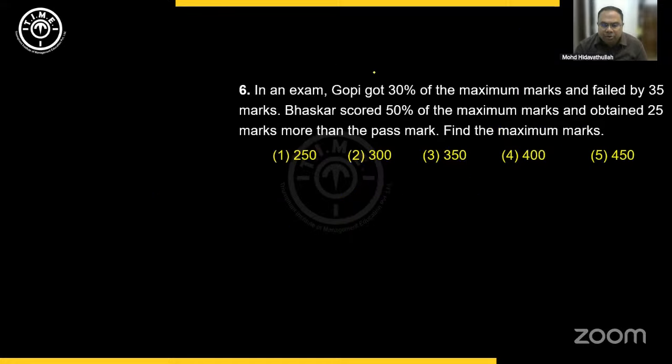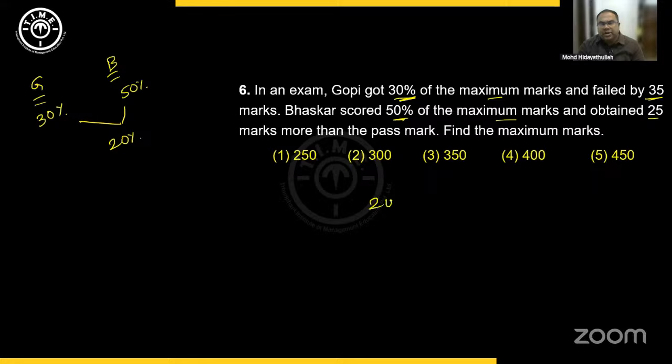In an exam, Gopi got 30% of the maximum marks and failed by 35 marks. Bhaskar scored 50% of the maximum marks and obtained 25 marks more than the pass mark. Find the maximum marks. Now, simple. Gopi got 30% of the maximum marks. Bhaskar got 50% of the maximum marks. What's the difference between Bhaskar and Gopi? 20%. This 20% is equal to 60 marks.